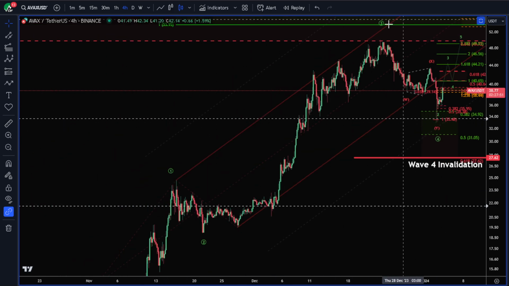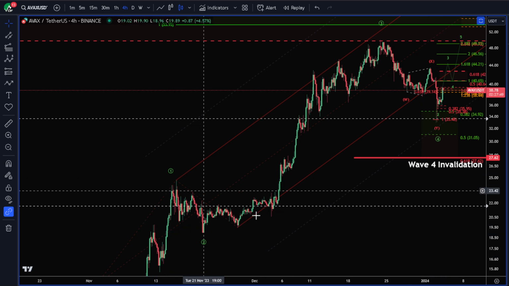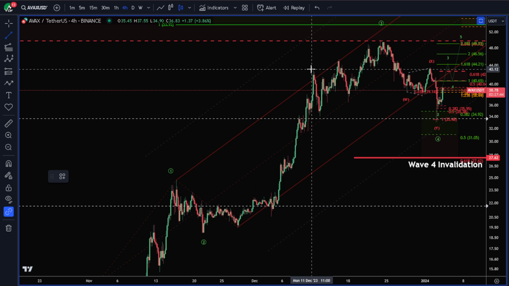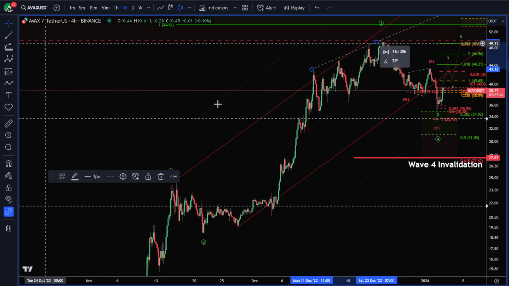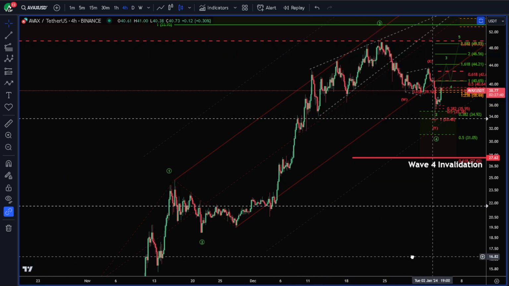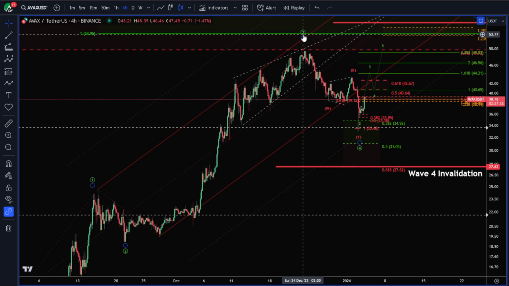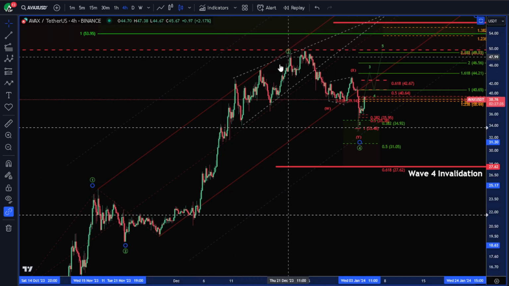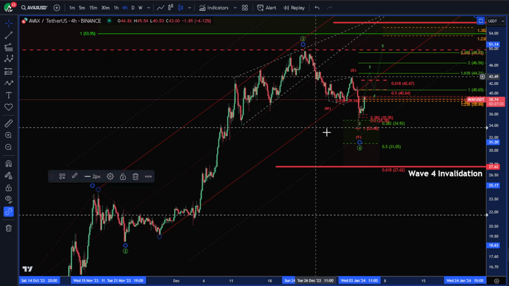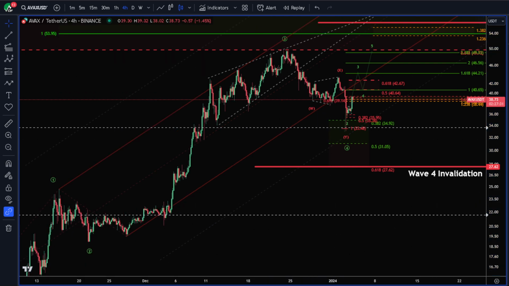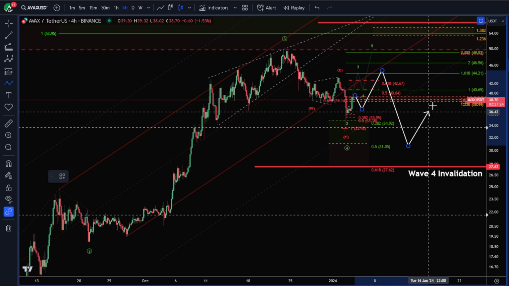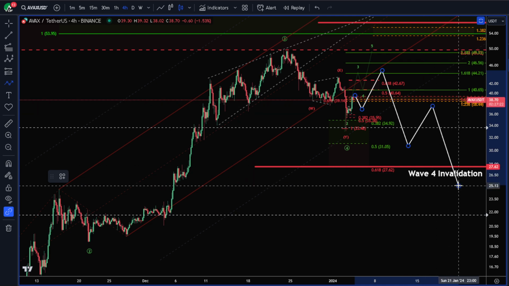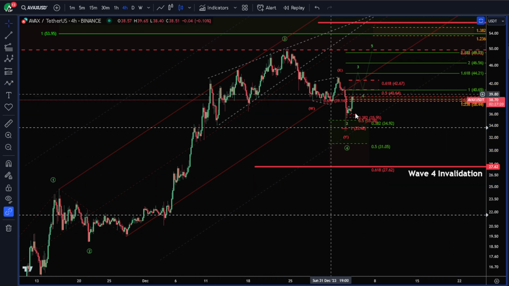Now I'll show you the alternatives, how this can be complete if this is an ABC and this is labeled wrong and our third was actually here in green and then we had an ending diagonal to end like so. So our third would be over here and then we get a very short fourth and our ending diagonal. But that's not my primary. The way that would work is if we come up like this in 3 up to the 618 retracement of this one and then come back down. In which case this would just all be a corrective structure.